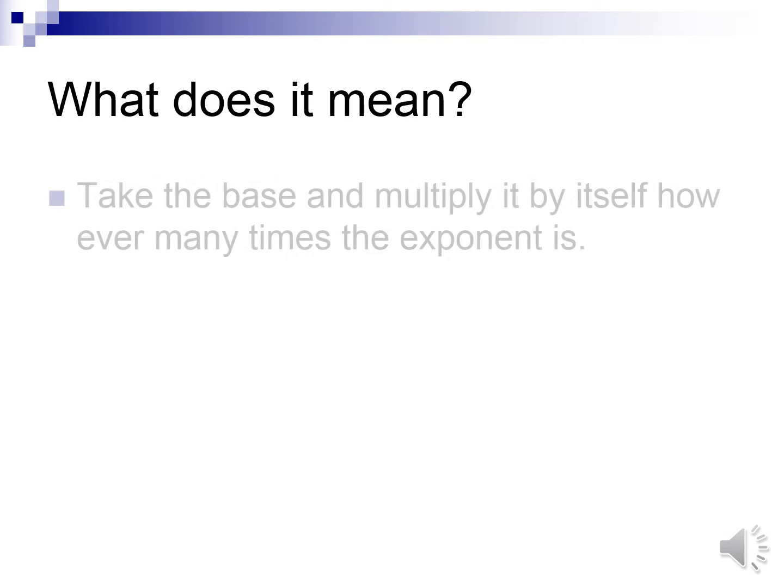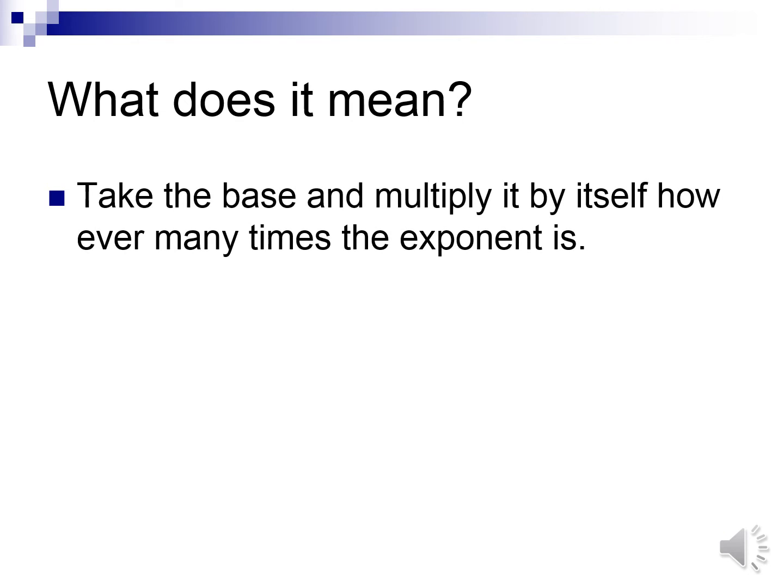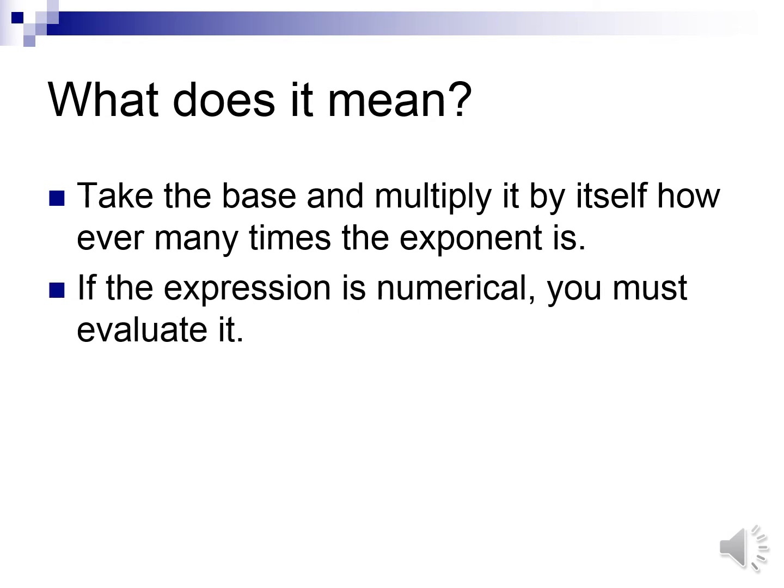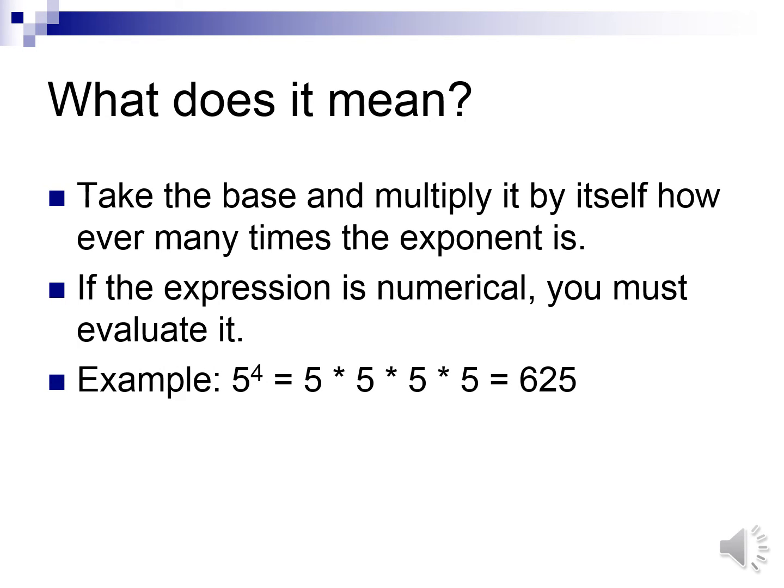So what does it mean? You want to take the base, as we said, and multiply it by itself however many times the exponent is. If the expression is numerical, you must evaluate it to a final answer. So as we had on the last slide, 5 to the 4th power is 5 times 5 times 5 times 5. This again can be easily evaluated in your calculator, and you get 625. If we can't evaluate it, we just leave it as such. X to the 4th is equal to x times x times x times x.